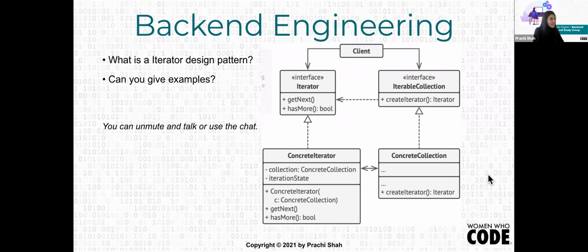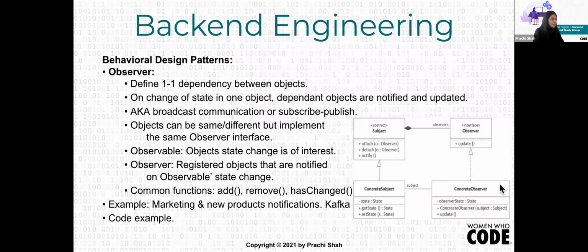I think we can move on to the next one. We have this one and a strategy. So observer basically defines a one-to-many coupling or dependency between objects. What this means is that if the state of one object changes, all the objects that care about the state of this one object will be notified, right?